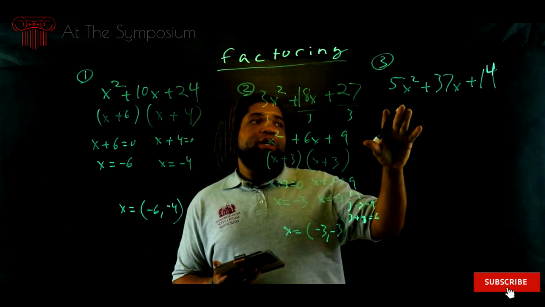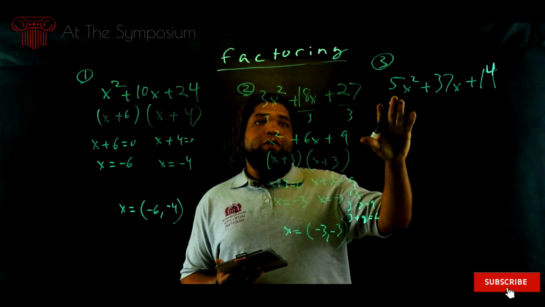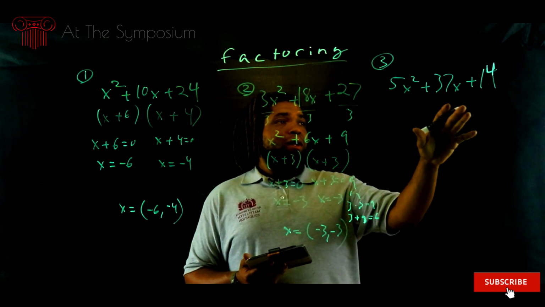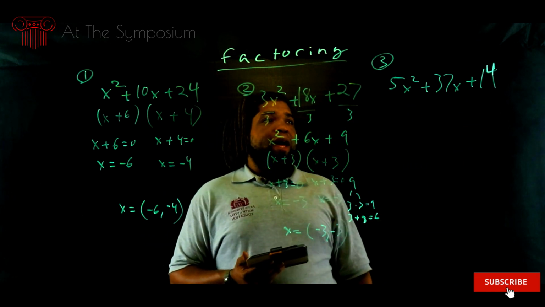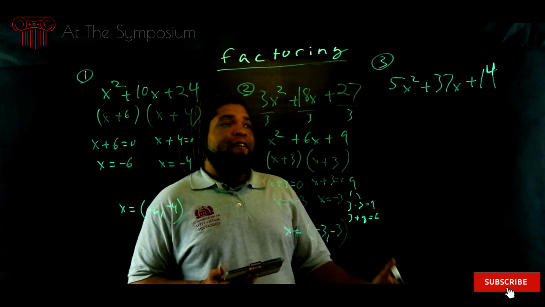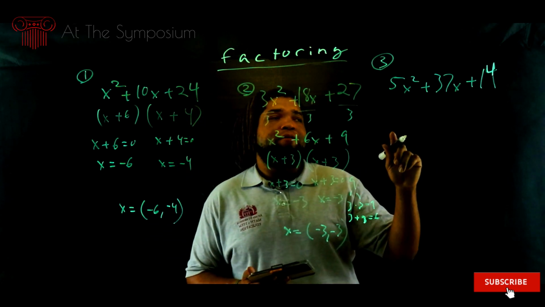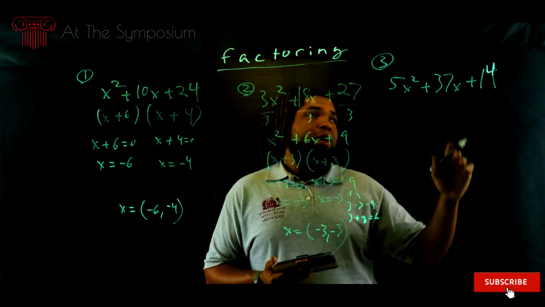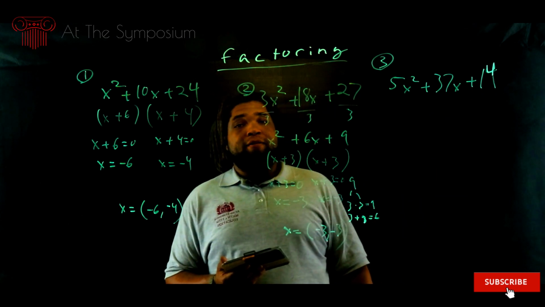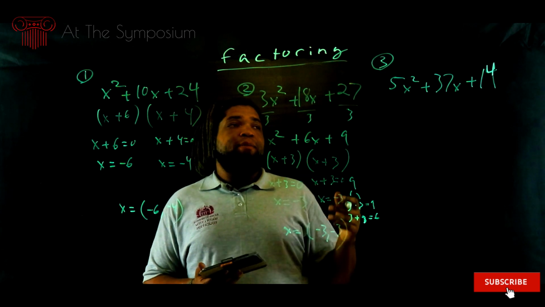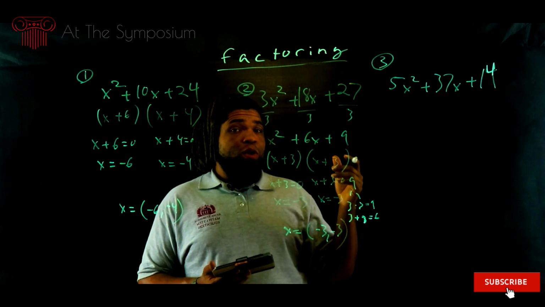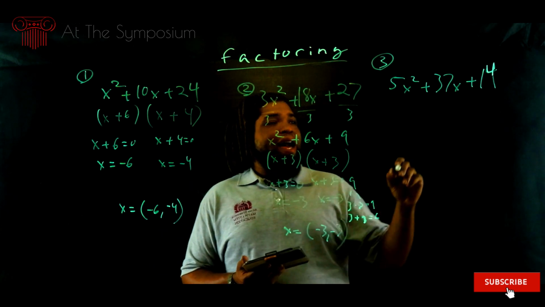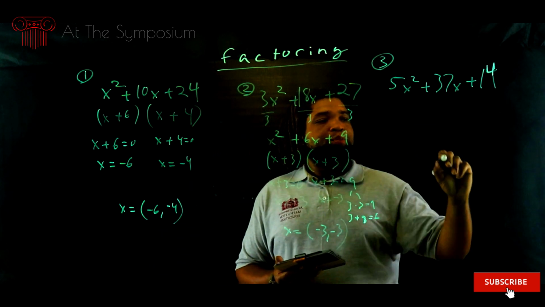if we take a closer look, we have a leading coefficient, but not like in the last problem. None of this is divisible by 5. We can divide 5 by 5 and get rid of the 5, but we can't divide 37 by 5 or 14 by 5. So we're out of luck. We can't use that method. So what do we do when we have that kind of issue? We do something called a magic X, okay?